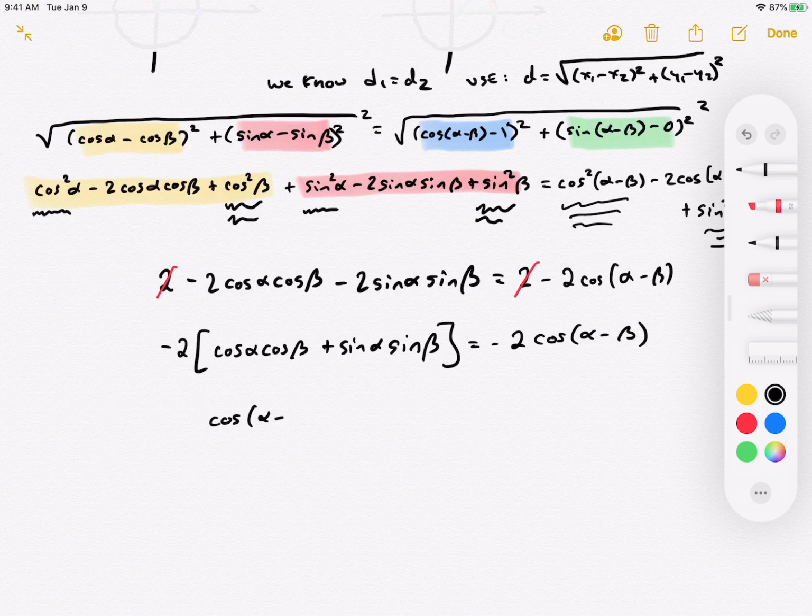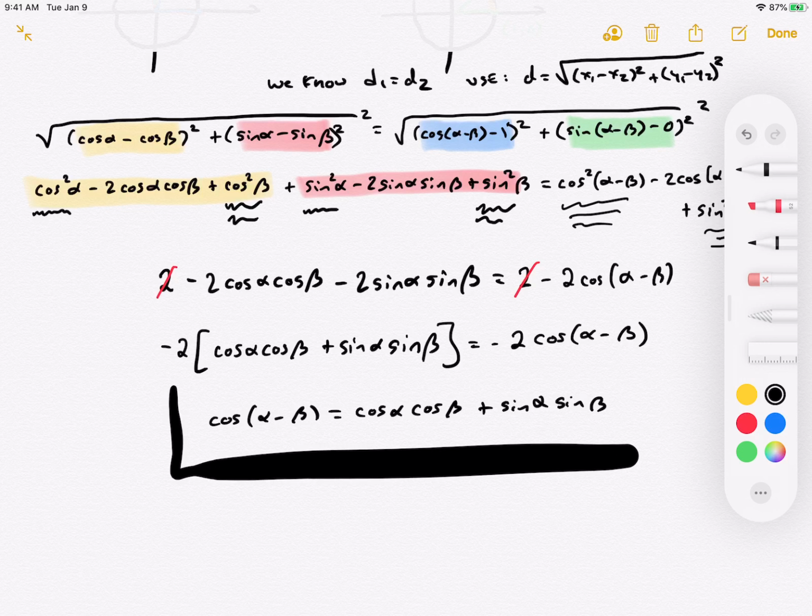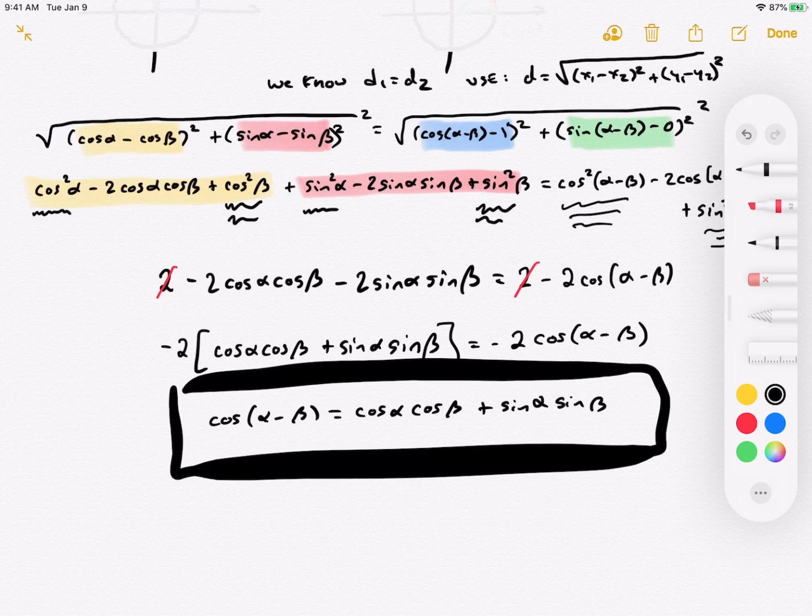I'll write the cosine alpha minus beta, which was on the right, over here on the left instead. And what remains is a nice way to rewrite cosine's difference using the angles alpha and beta individually. So this thing right here is referred to as cosine's difference identity.